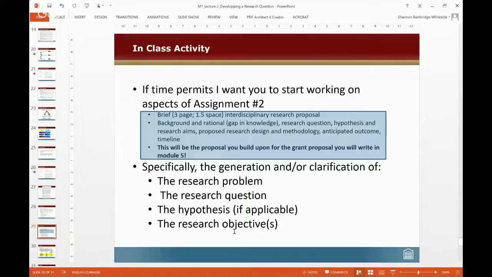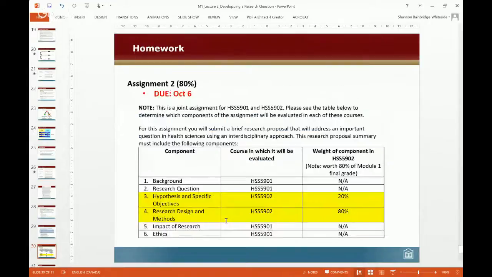The other thing that I want you guys to really start working on now, if you haven't already, is your assignment 2. So this is the beginning of that grant that you're going to be working on. This is going to be, again, a joint assignment for both HSS5901 and HSS5902. The things that you should be capable of doing at this point in relation to that project is coming up with a research problem, a research question, a hypothesis, and your research objectives. So this lecture is really giving you the foundation to be able to start working on those pieces of that assignment. Just to remind you that this assignment is worth a lot.